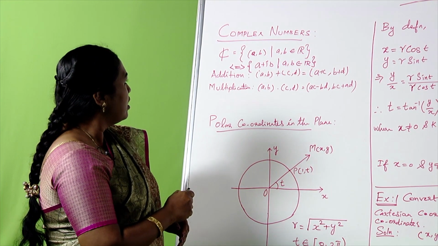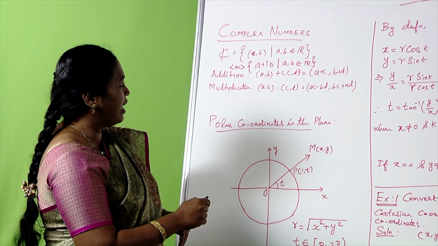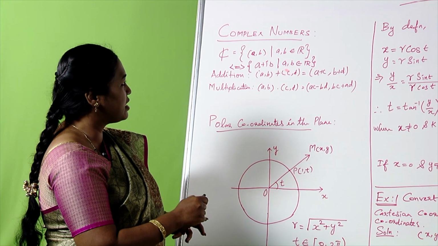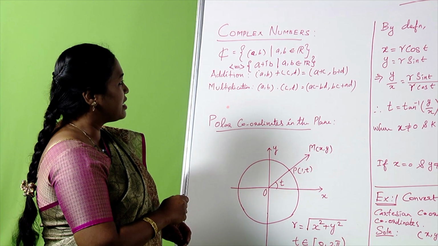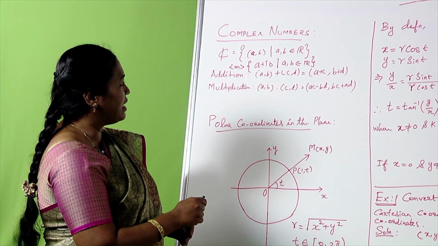The addition here is defined in this manner, (a, b) and (c, d). So, a plus c. So, the common terms, the first terms are added together and the second terms are added together. Next, multiplication is also done in such a way that ac minus bd.